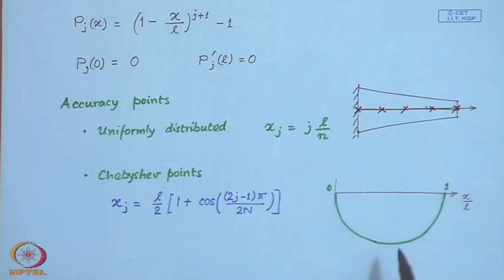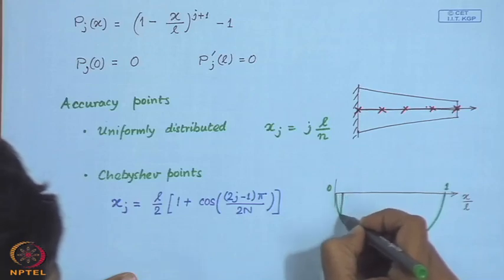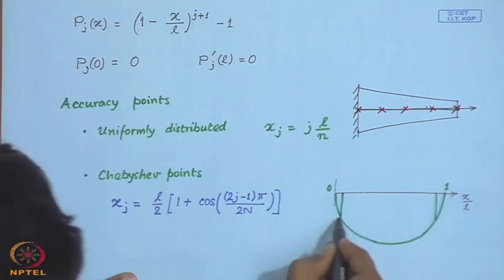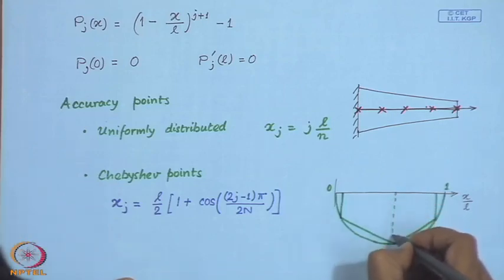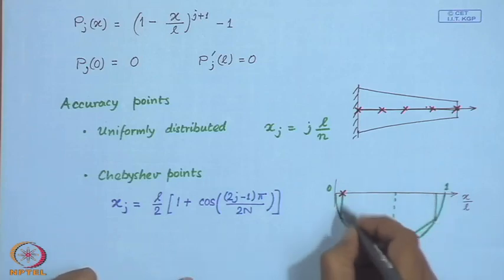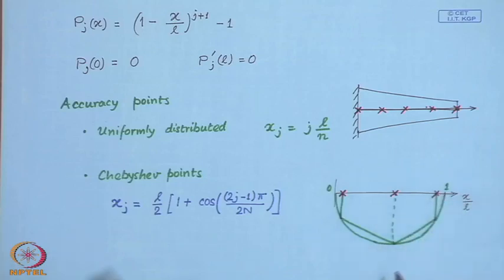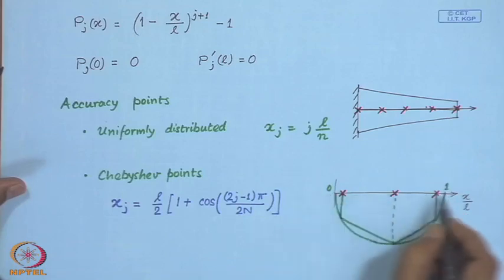If you draw a semicircle with this domain as the diameter, and you put in a regular polygon, for example, if you want to take 3 accuracy points, you have to inscribe half a hexagon, and the projection of these corner points on the domain will give you the accuracy points. So, these are the Chebyshev accuracy points. As you can see, these Chebyshev accuracy points will never fall on the ends of the bar.